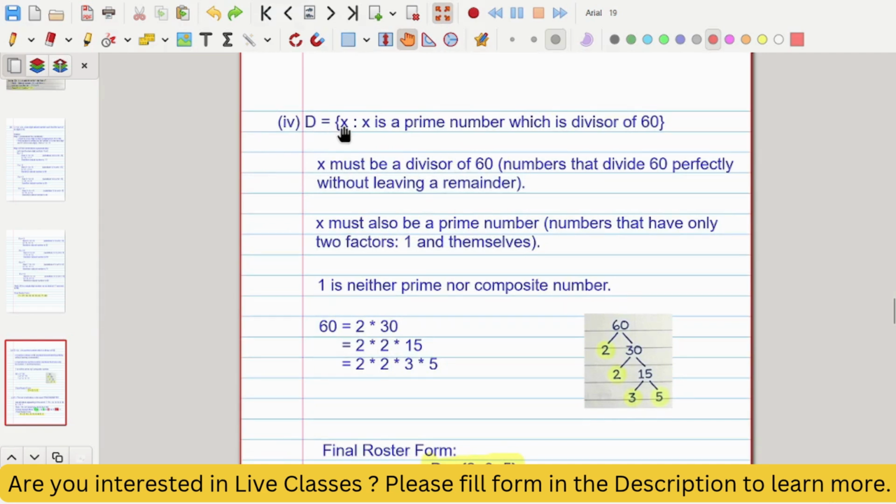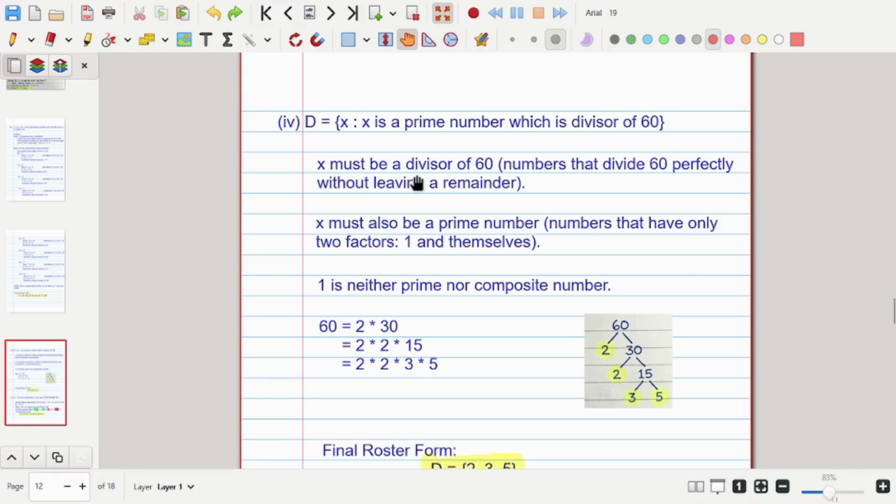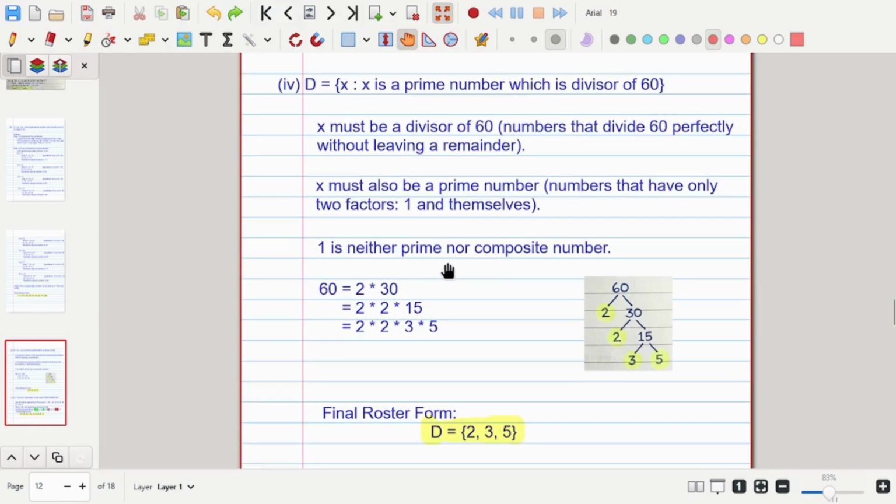D is the set of all x such that x is a prime number which is a divisor of 60. So the condition is that x must be a divisor of 60. Numbers that divide 60 perfectly without leaving any remainder are called divisors of 60. And another condition is that x must be a prime number. Prime numbers have only two factors, 1 and themselves. 1 is neither a prime number nor a composite number.